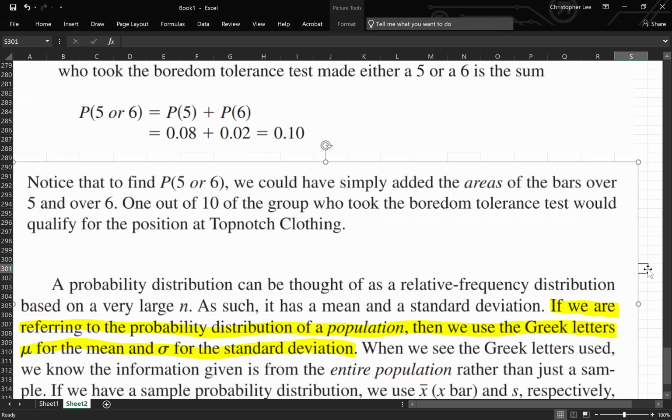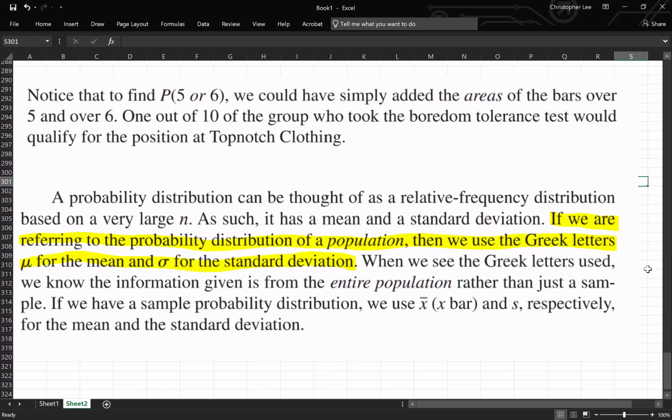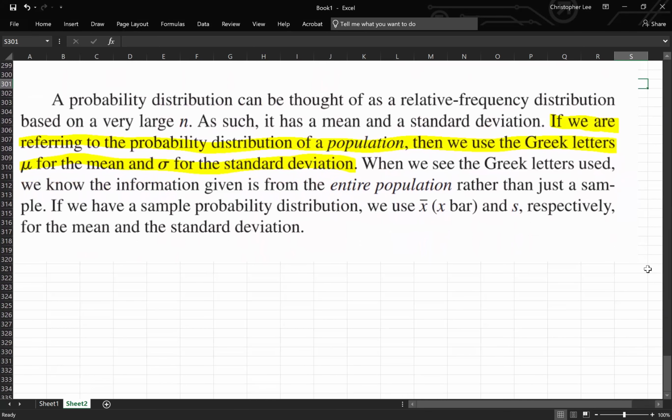So notice that to find the probability of 5 or 6, we could have simply added the areas of the bars over the 5 and over the 6. 1 out of 10 of the group who took the boredom tolerance test would qualify for the position at top-notch clothing. A probability distribution can be thought of as a relative frequency distribution based on a very large sample size. As such, it has a mean and a standard deviation.